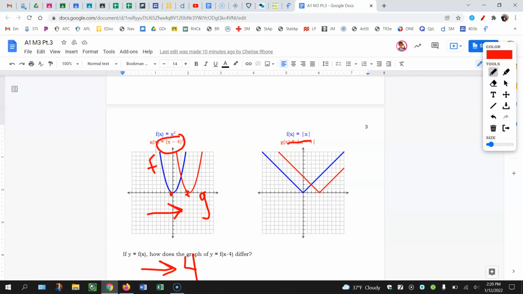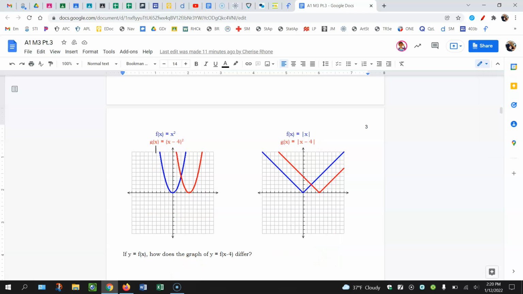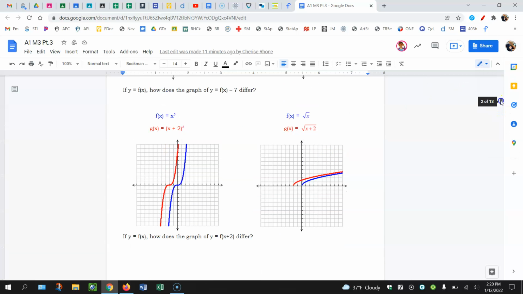We notice the same thing here with the absolute value. Let me erase that. That -4 is part of what's happening inside the absolute value. So it's inside. The original had a vertex of 0, 0. This has a vertex of 4, 0. So this shifted to the right 4. So again, it's inside, and it's doing the opposite of what we would think. It's a -4, but it's moving to the right in the positive direction, which is similar to what we just saw up here. The +2, that was inside, that was similar, but it was a +2. It's moving to the left in the negative direction instead of to the right.